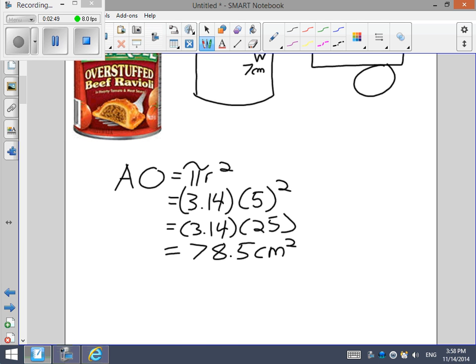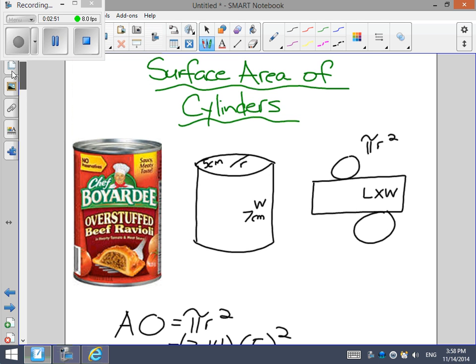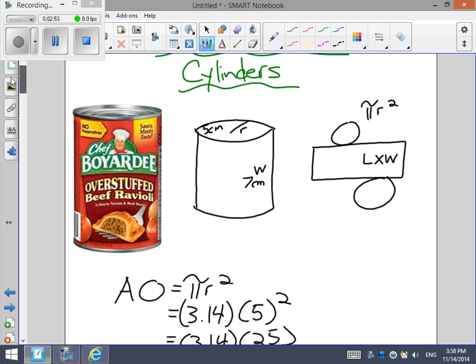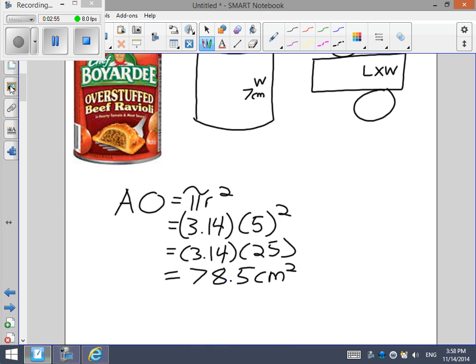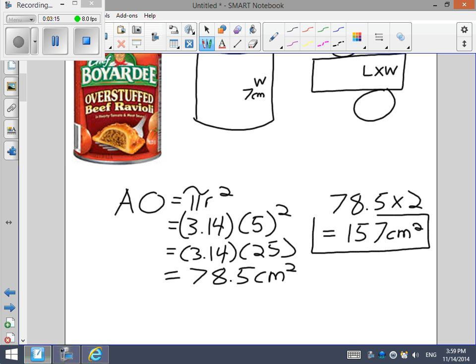Don't forget that. Now, if you remember, there are 2 circles. So instead of doing this all over again, why don't we just times it by 2? So 78.5 times 2 equals, I think this is going to be a nice number, 157 centimeters squared. We can put a square around that because we're going to use it later. And there we go. That's the surface area of our circles.